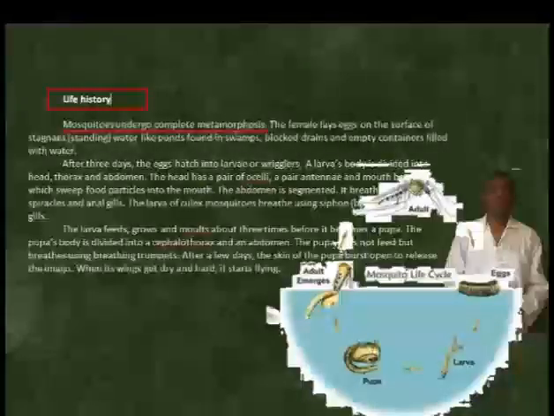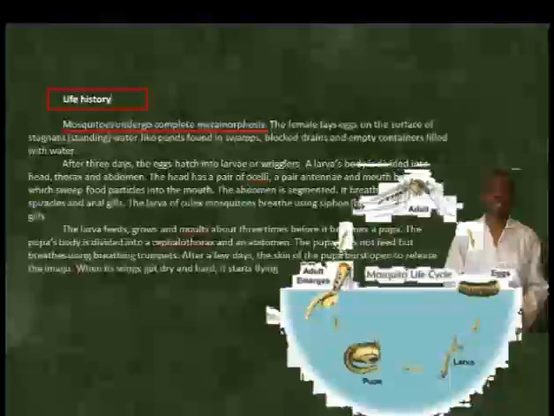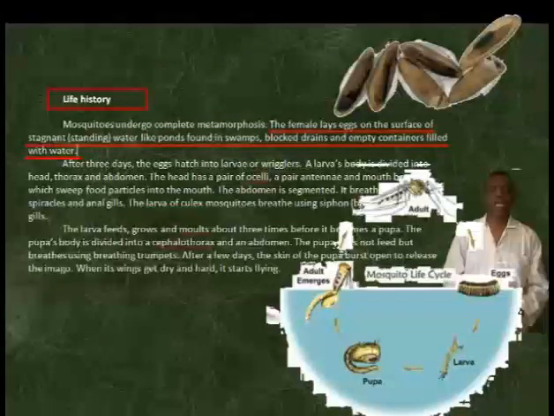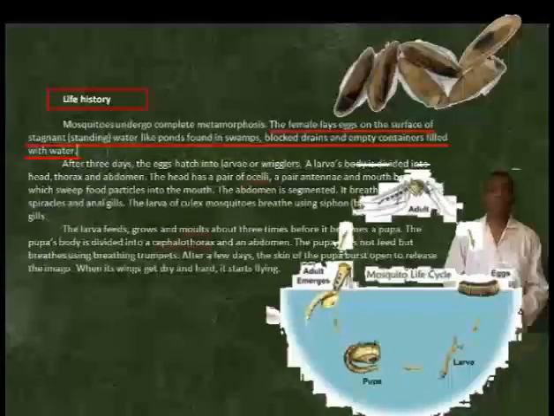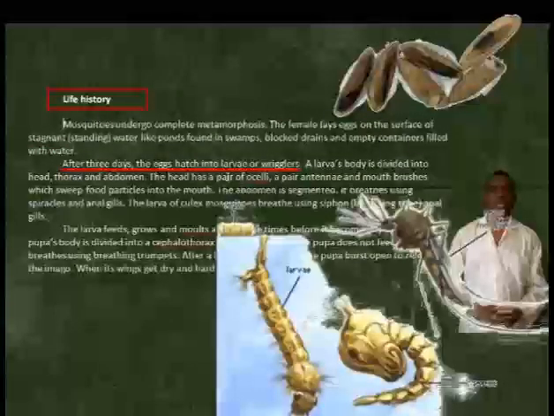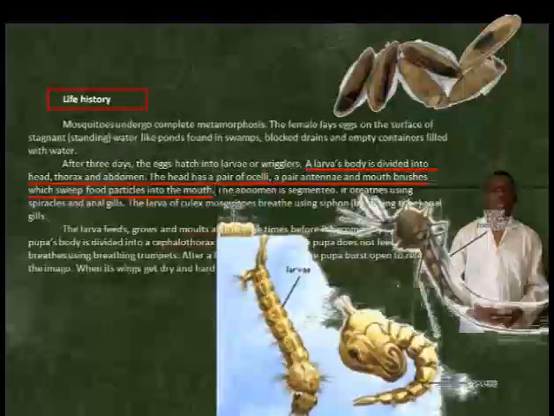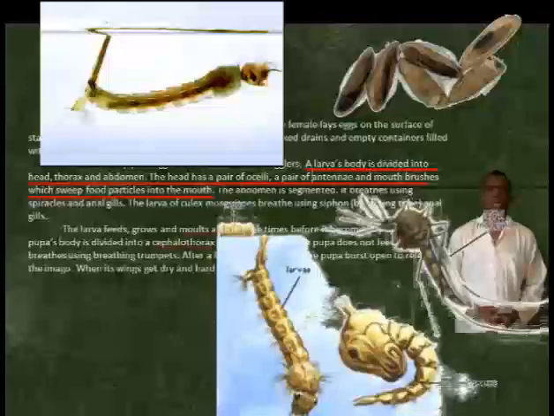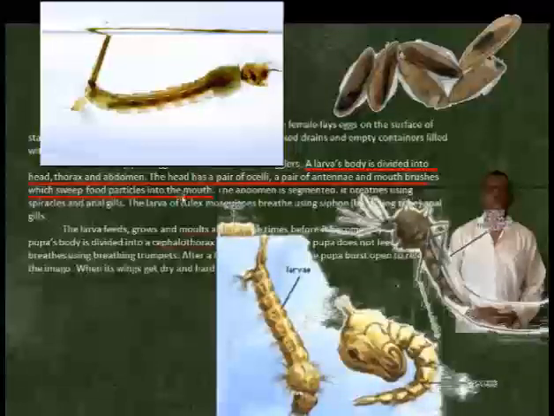Life history. Mosquitoes undergo complete metamorphosis. The female lays eggs on the surface of stagnant or standing water, like ponds found in swamps and empty containers filled with water. After 3 days, the eggs hatch into larvae or wrigglers. A larva's body is divided into head, thorax, and abdomen. The head has a pair of ocelli, a pair of antennae, and mouth brushes which sweep food into the mouth.